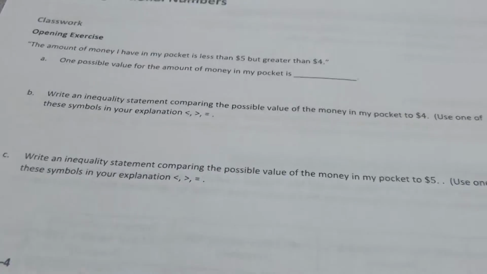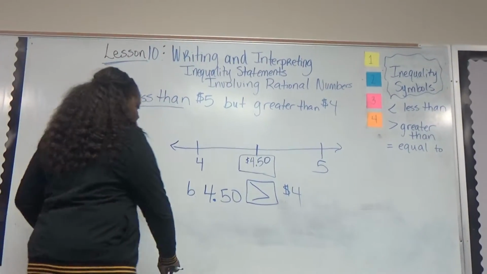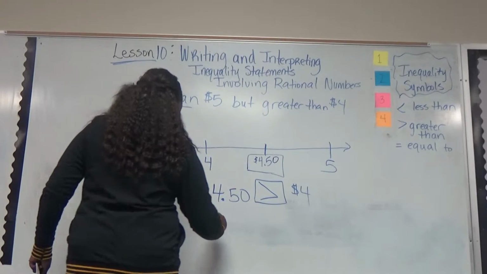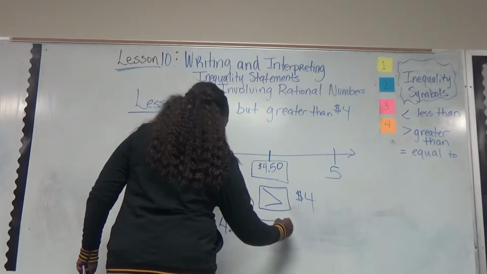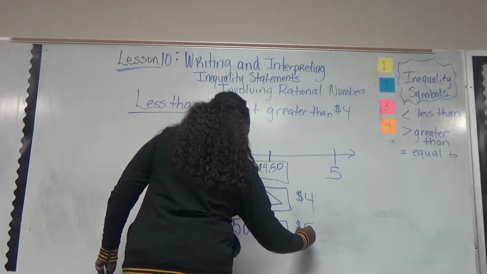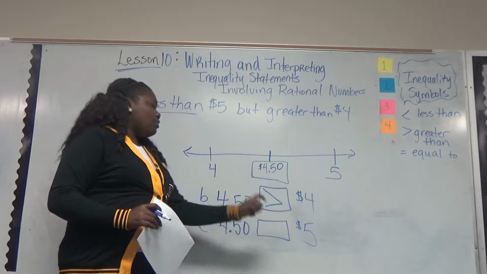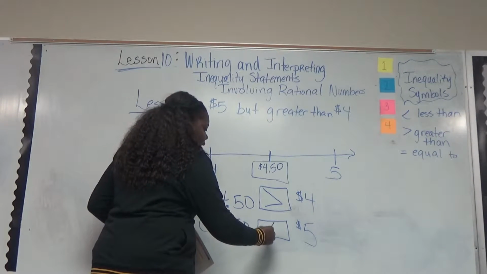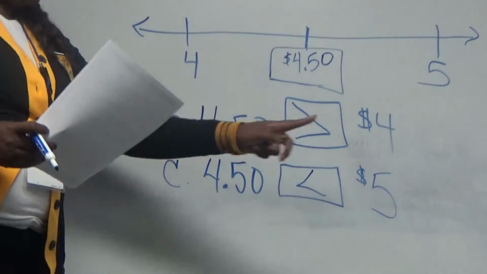On part C, it says write an inequality statement comparing the possible value of the money in my pocket to $5. How much money is in my pocket on C? $4.50, what we said above. So $4.50 is blank, and this time I'm comparing it to $5. Is $4.50 greater than $5? No, it's less than. So this time I need a less than symbol. Make sure you're using the right symbol, because that would make a difference in that inequality statement.